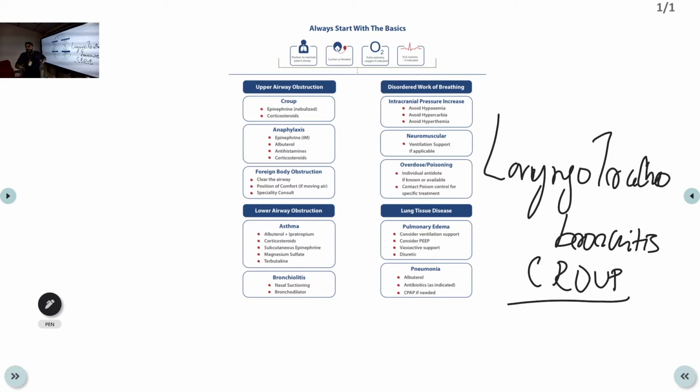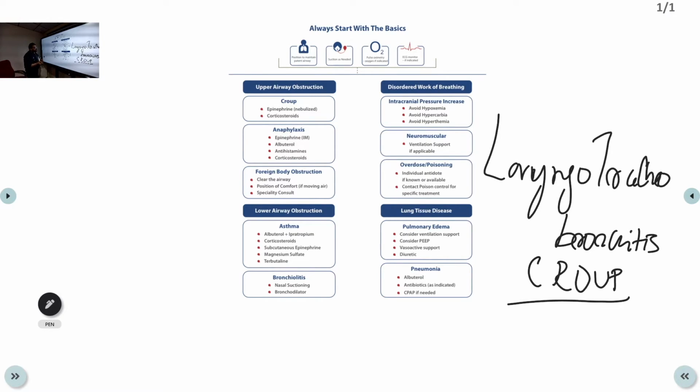So the child has become cyanosed. Always consider a foreign body obstruction. So small child, what do you have to do? You have to take the child on your hand, give him back blows, and give chest compressions also. Back blows and chest compressions, and by that we are trying to get the foreign body out. And if it's a larger kid, you can do the Heimlich maneuver. So these are the things that you need to remember.